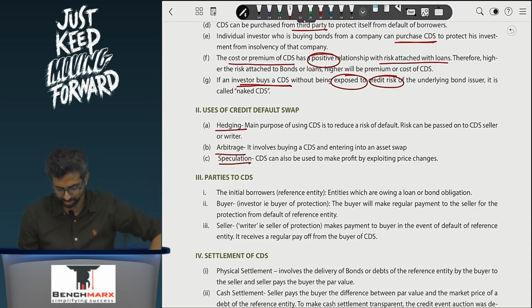Parties to CDS: initial borrower, let us say IL&FS may be the initial borrower. The buyer of the CDS, let's say as an investor, I have bought the CDS and then there is a seller. Over here, you will have the seller who is a writer, who would say, let us say, that I need to sell insurance and get a premium.